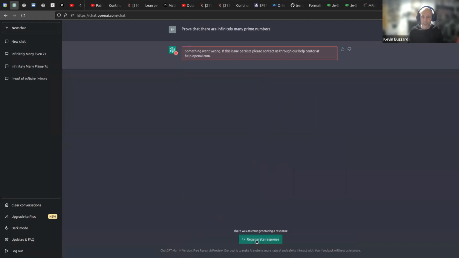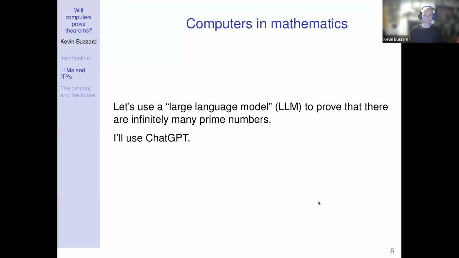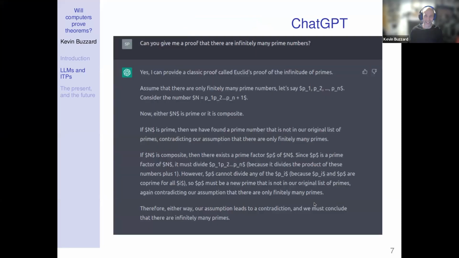So, rotten luck. Fortunately, I was prepared for this. And here's one I did earlier. Hard luck. Here's what I did earlier. This is what it printed out yesterday when I was preparing the talk. And slowly but surely, it was very pleasant to watch it appearing. I'm sorry you just didn't get the joy of seeing that. This is Euclid's proof that there's infinitely many prime numbers. It was interesting that it actually wrote the proof in LaTeX, which I thought was quite interesting.